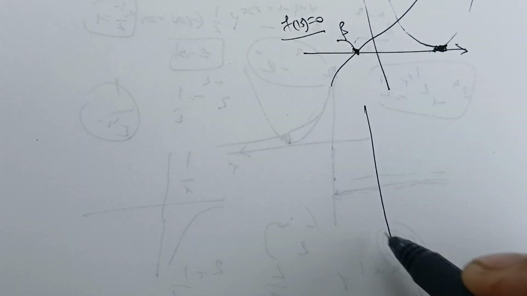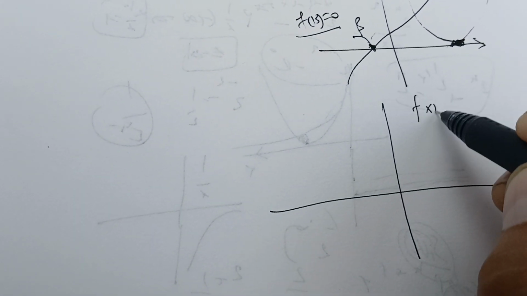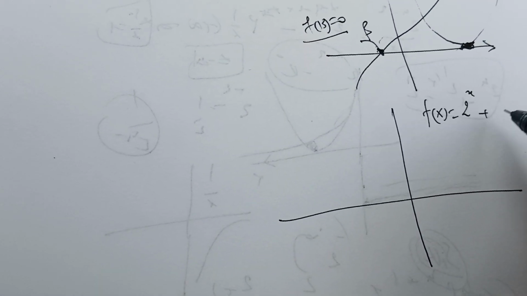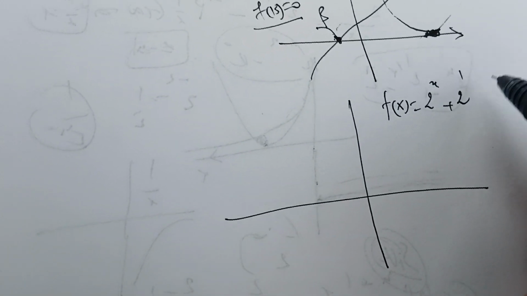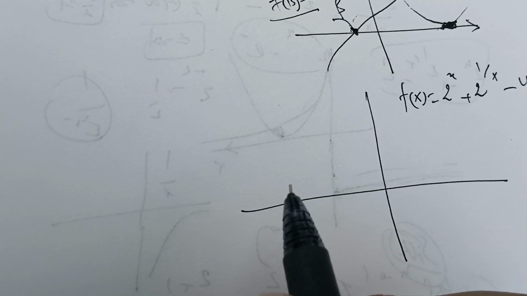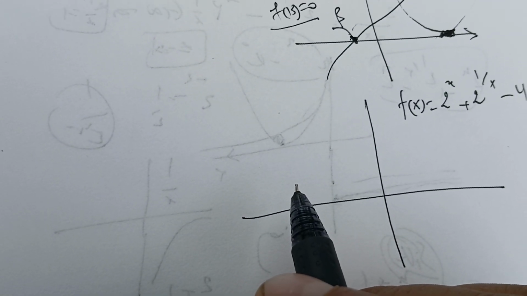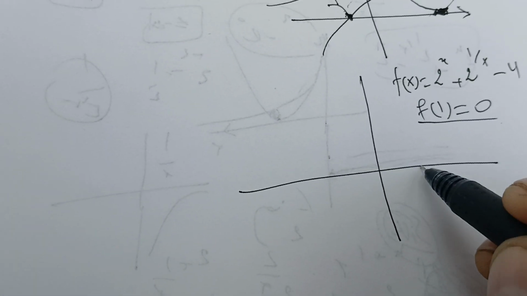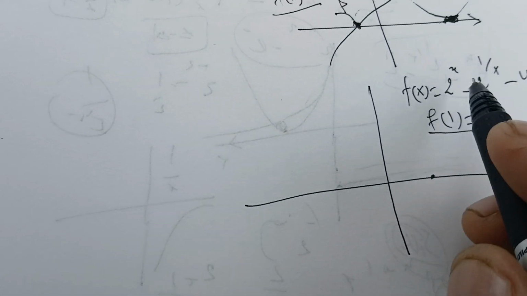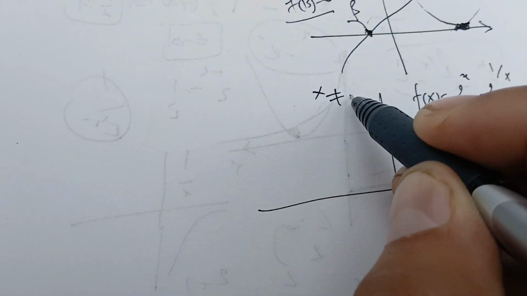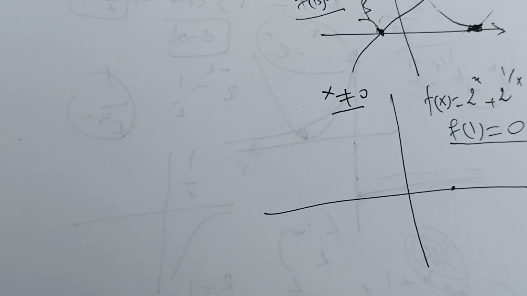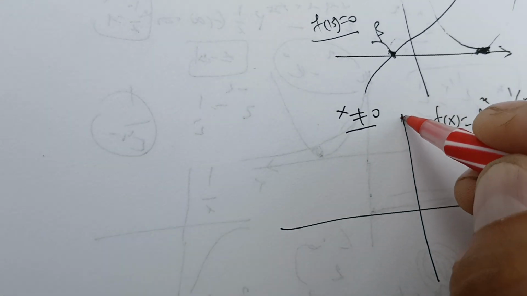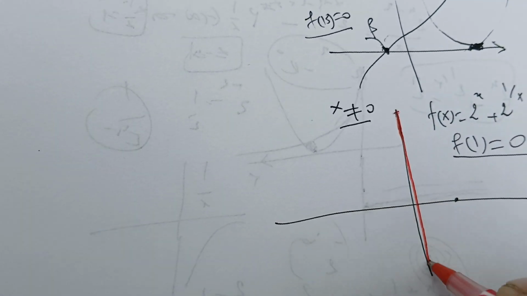First, let's call this function f of x, 2 to the power x plus 2 to the power 1 over x minus 4. We said f of 1 equals 0, so this is 1 here. This function is defined for all the x's different from 0. Let's draw this one in red.